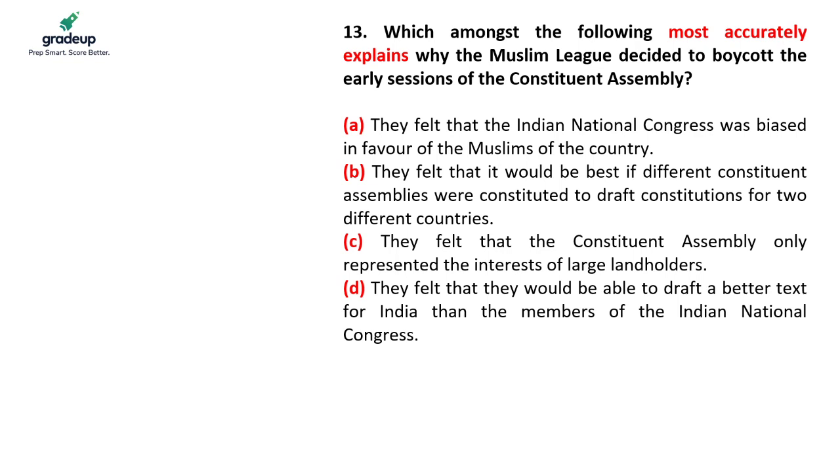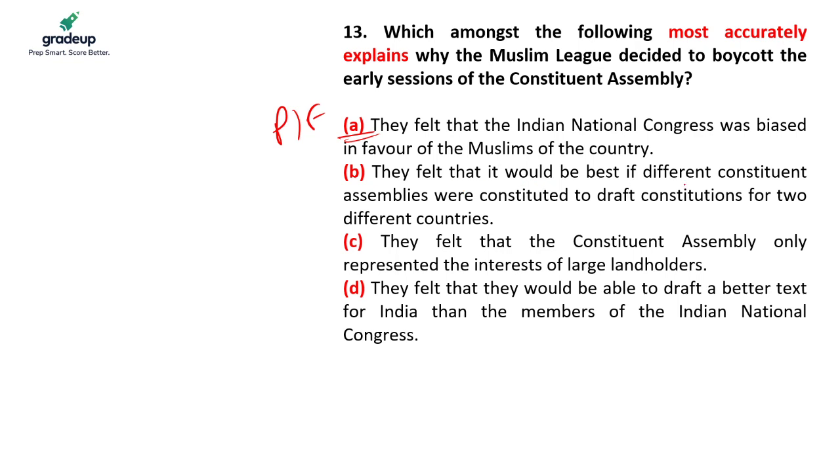They felt that Indian National Congress was biased in favor of the Muslims of the country. Now, if this was done, then why should they have bothered? If Indian National Congress was biased towards Muslims, then they need not have bothered. They did not require a separate constituent assembly. So this is probably false.